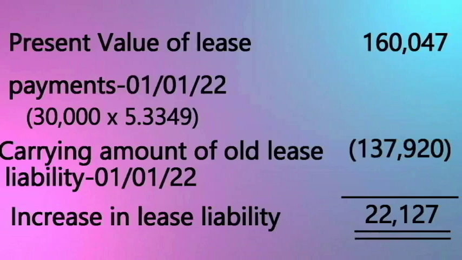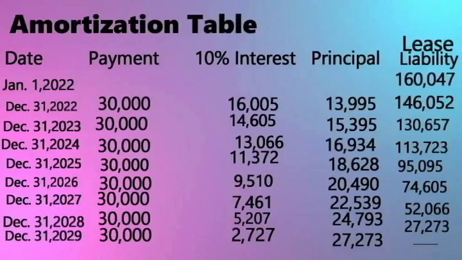So, the difference is 22,127, which is the increase in lease liability. So, next step is we are going to compute for the revised table of amortization. So, since nagkaroon tayo ng amendment, marirevise din yung table of amortization natin. So, as of January 1, 2022, meron tayong lease liability na 160,047 as a result of the changes of the annual rental payable and also yung PV of ordinary annuity. So, ito yung nakuha natin kanina.